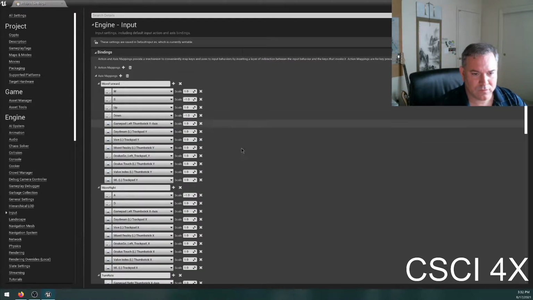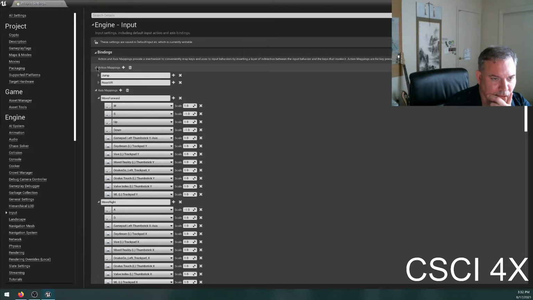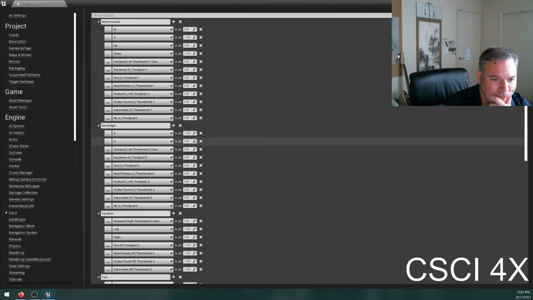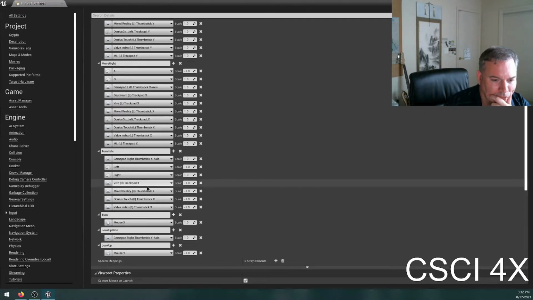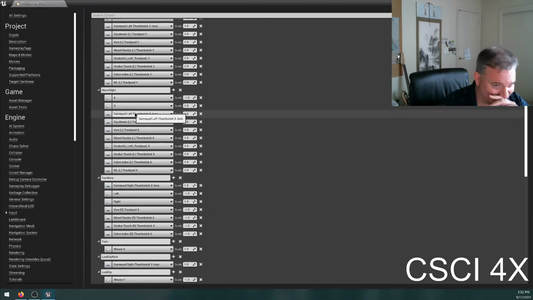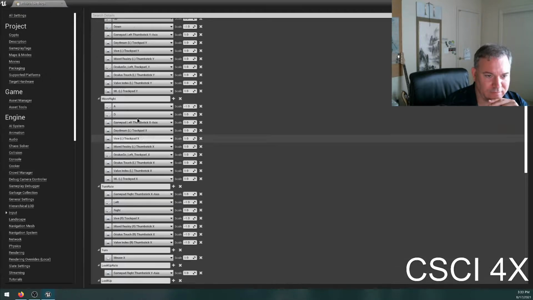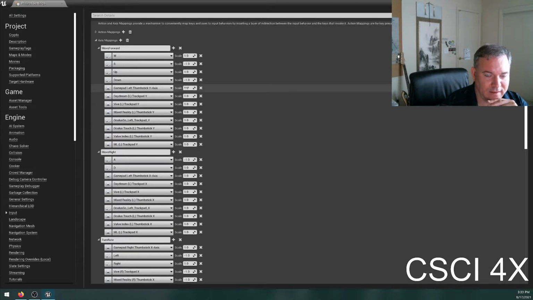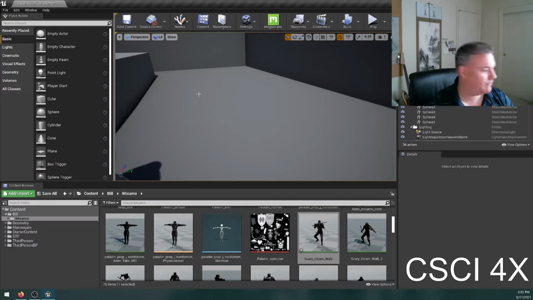Inputs, trackpad. Should be gamepad left, thumbstick x-axis, and y-axis. Oh, that's right. Left and then left. Yeah, this should allow me to do slower walking. I don't know.